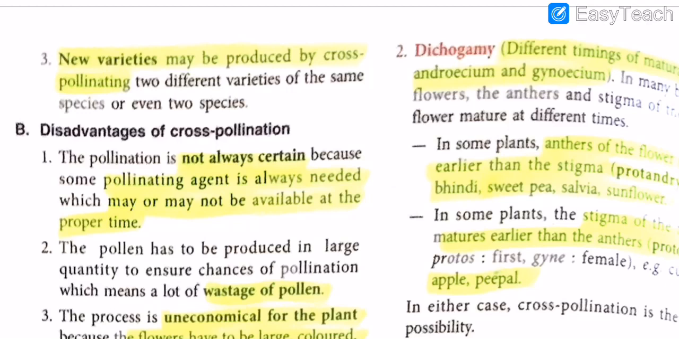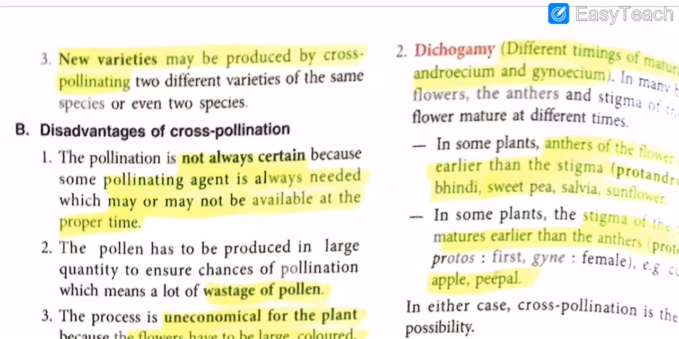And pollen has to be produced in large quantity to ensure the chances of pollination, which means a lot of wastage of pollen grains, because more pollen grains have to be taken, so that even if the insect is traveling, let's say 1 kilometer, 100 meters, however much, even if the pollen grains fall on the way, some pollen grains can reach the other plant. And the process is uneconomical for the plant, because the flowers have to be large, colored, scented, and have to produce sweet nectar for attracting pollinating agents.